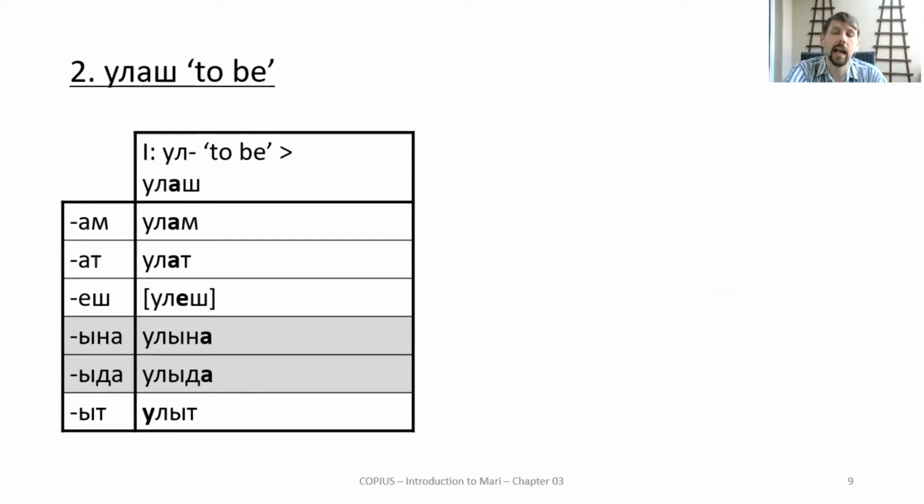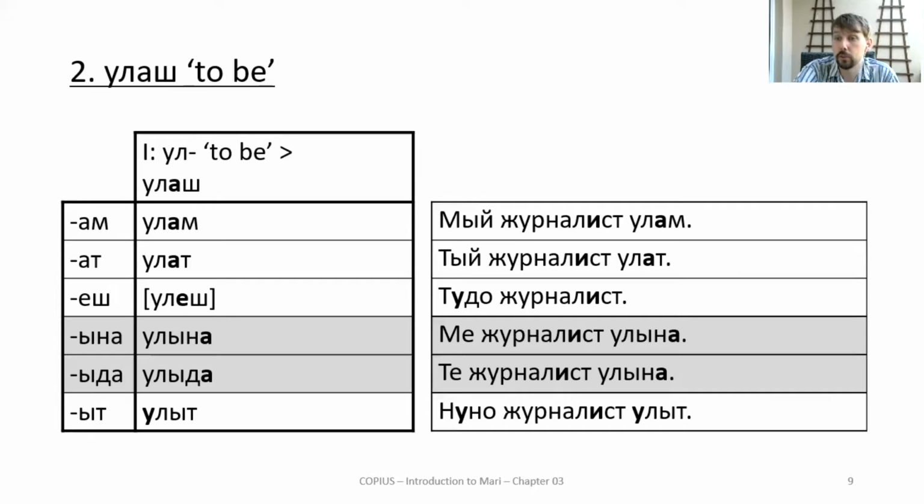We have another look at to be in the copulative sense, like Anne is a doctor, but now we're also looking at other persons, and we will see that in other persons you do need a form of to be, which is then ulash in the present tense, and it's a first conjugation class verb that is inflected fairly regularly. Moi journaliste ulam, I am a journalist.